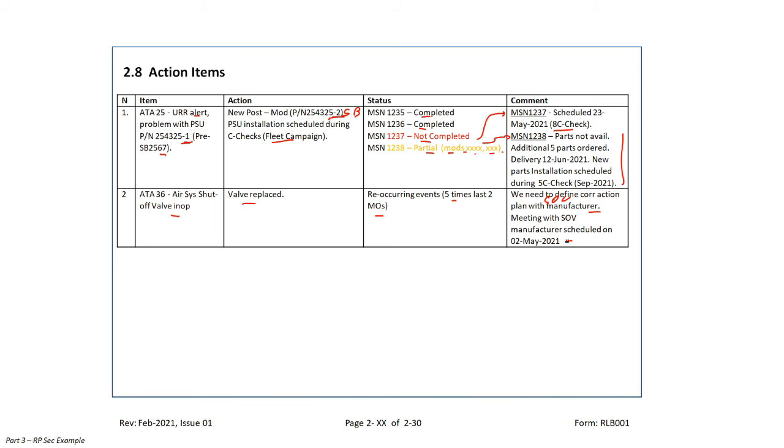And when we have this meeting, when we issue the May 2021 revision of our reliability report, what we are going to do is include a very quick, very brief summary of the meeting with our SOV manufacturer. Okay, so we need this information. We need to see what happened during this meeting. What is the result?